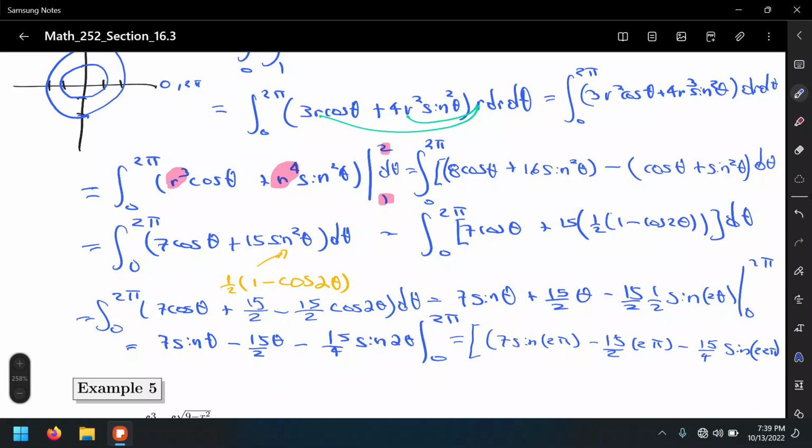And what's sine of 2 times 0, which is 0? Another 0. Well, still, this is 0, because sine of 4 pi is 0. Sine of 2 pi is also 0. And we will be left with, that's actually positive. I don't know where I got the negative from. And this will be, cancel these two, that's 15 pi. All right. So that's our first example on how we evaluate an integral using polar coordinates. So I think it's a good time to take a break.